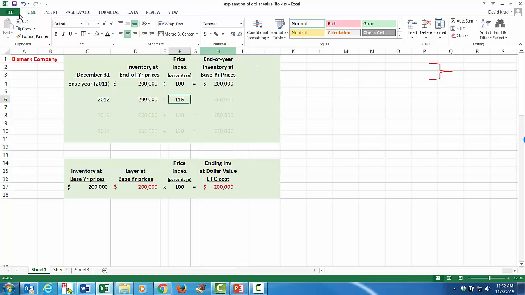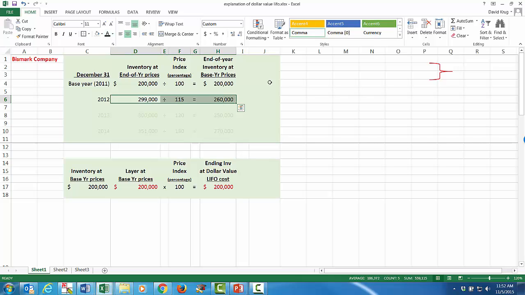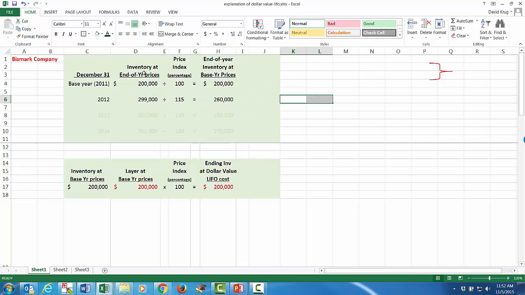All right, so you'll always be given this price index, but let's say that we were given the CPI price index, and it's 115. Now we want to convert this inventory at end of year prices to end of year inventory at base year prices. So what we have to do is divide that 299,000 inventory at the end of year by 115, and we get the end of the year inventory at the base year price. All right? Now, think about what we have done here and think back to that video that you watched about the movie tickets. We have now converted this to end of year inventory at base year prices.